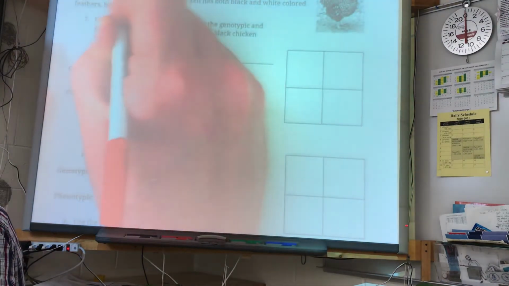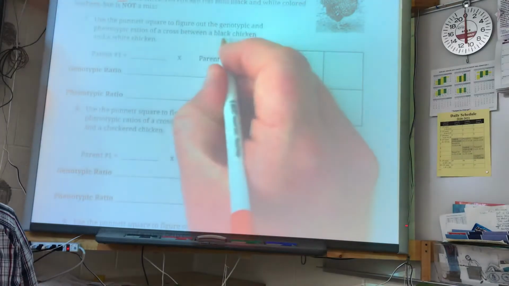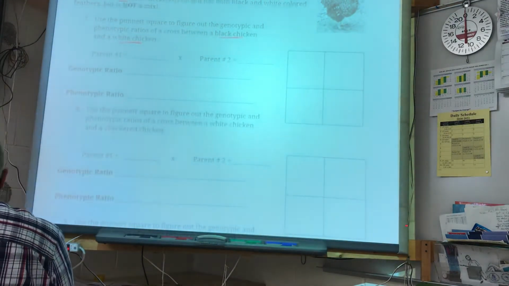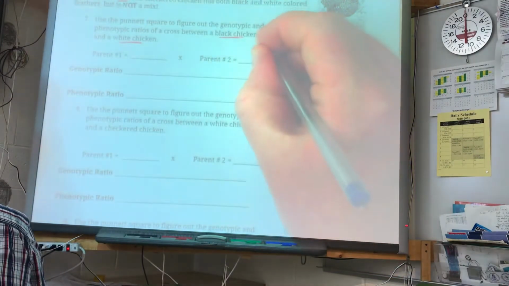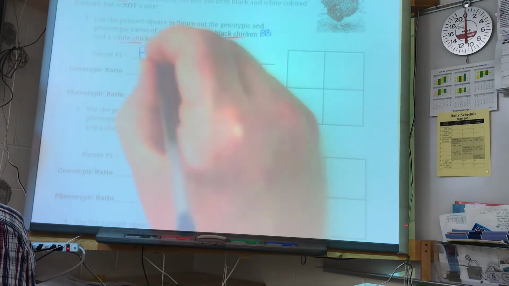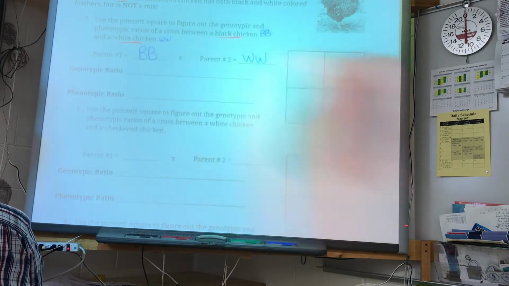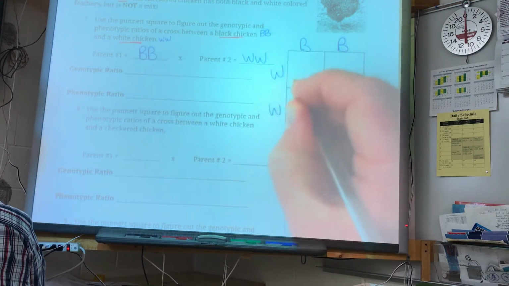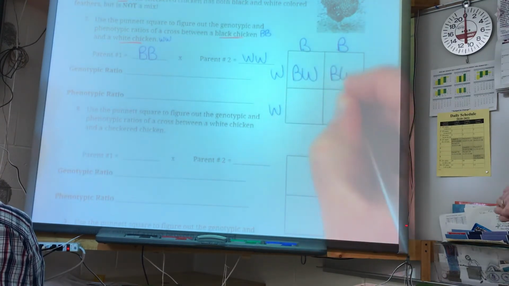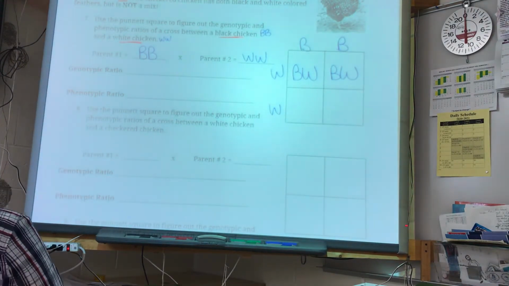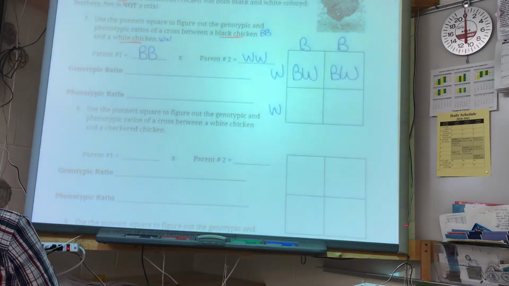So again, chickens, not claiming to know everything about chickens, but the idea of black chickens are gonna have the genotype of big B, big B. A white chicken is gonna have the genotype of WW. Now notice they're both capital letters, the B's are capital and the W's are capitalized, and the reason is they are both dominant traits. Okay? And what happens when we have codominance is we see both of the dominant traits. Okay?